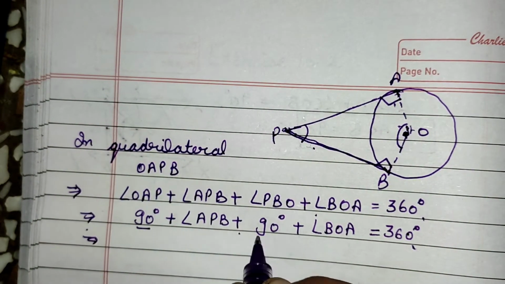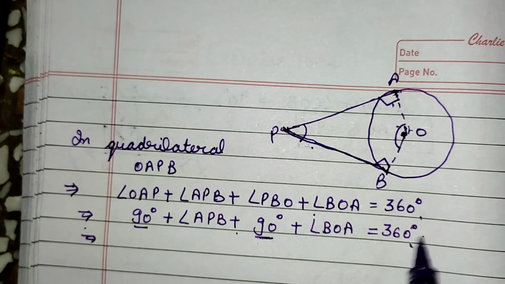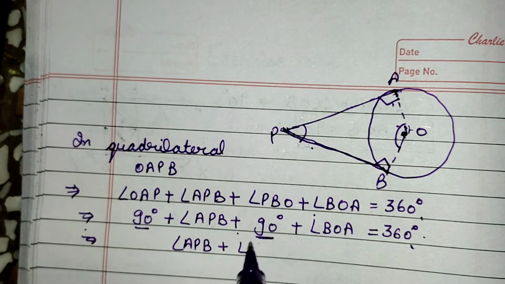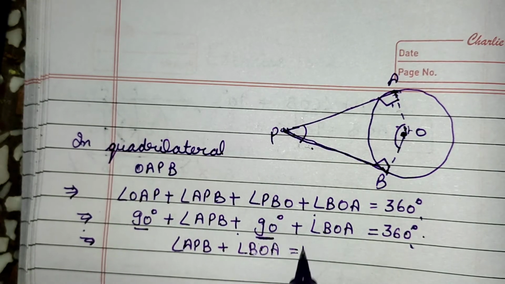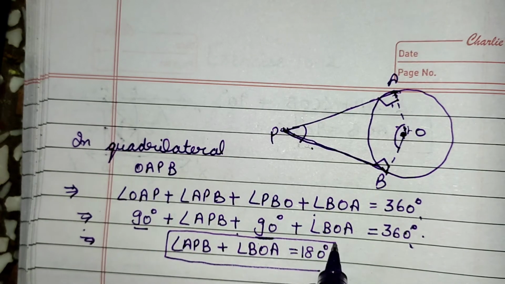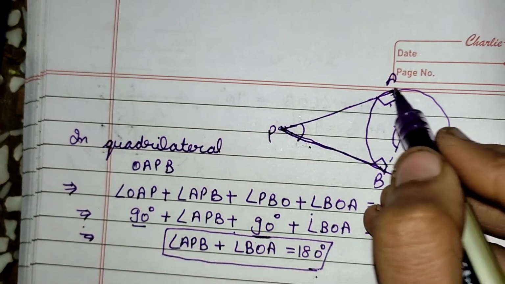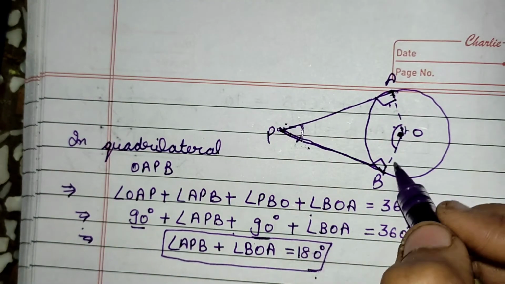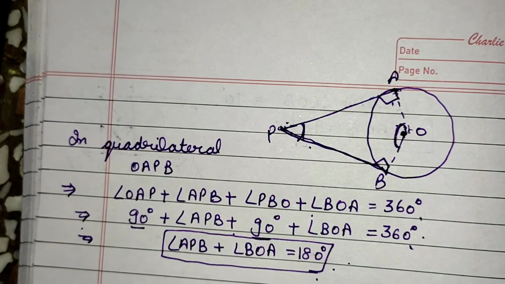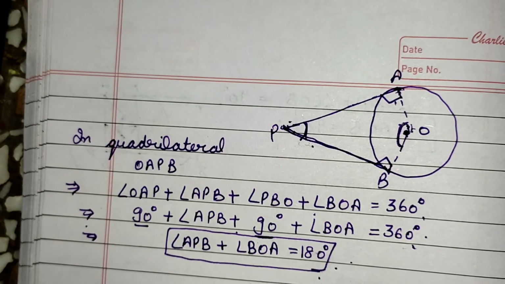So this 90 plus 90 will become 180, and then it will go to the right hand side and become 360 minus 180. It will become equal to 180 degrees. So this was the given condition which we had to prove: angle APB plus angle BOA is equal to 180 degree. So to prove that, we have used two concepts.